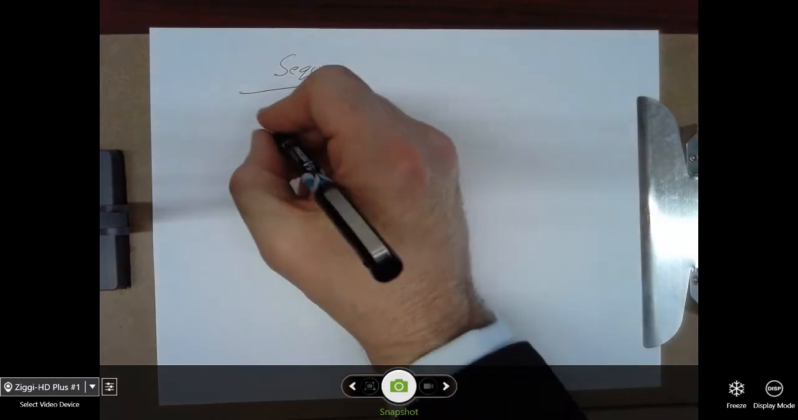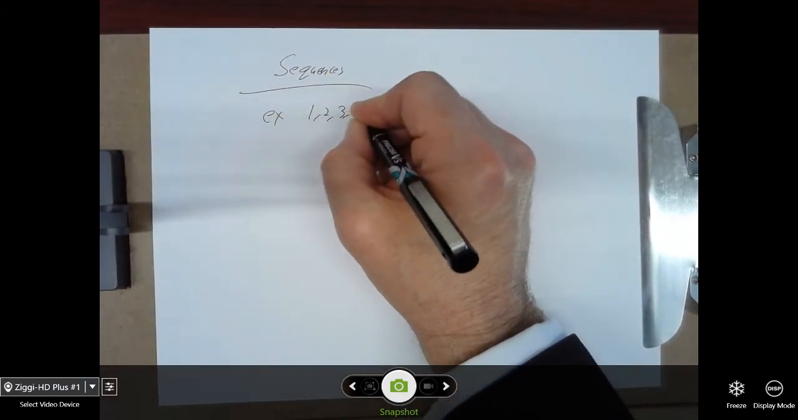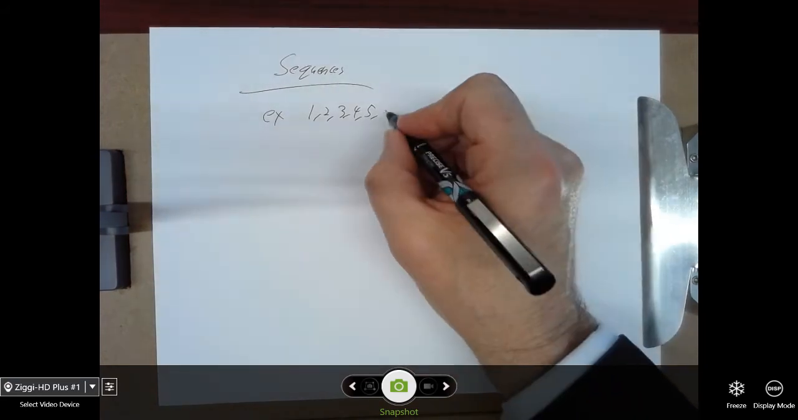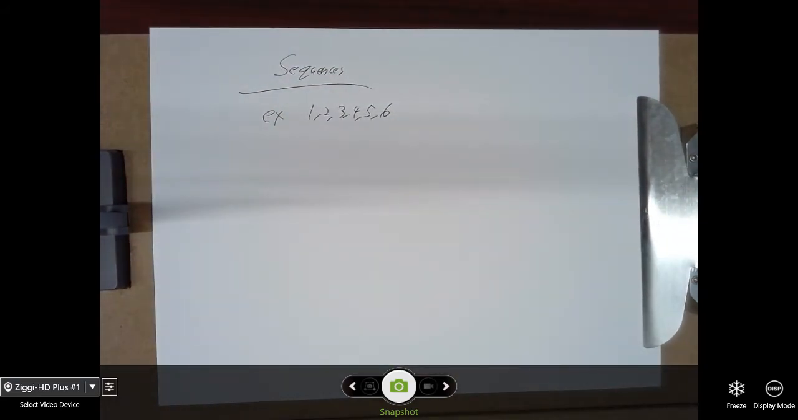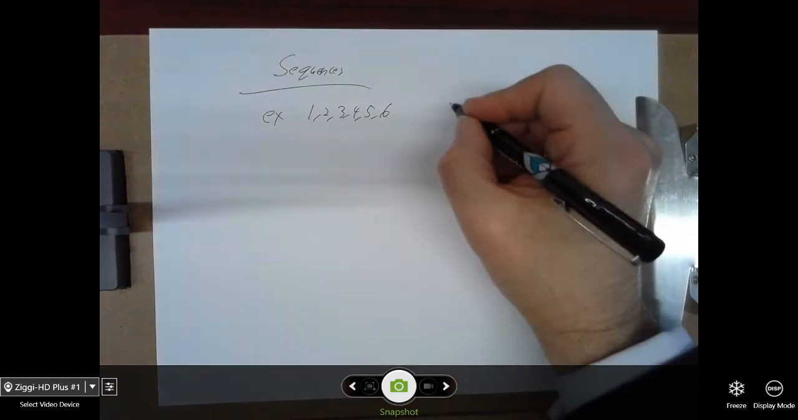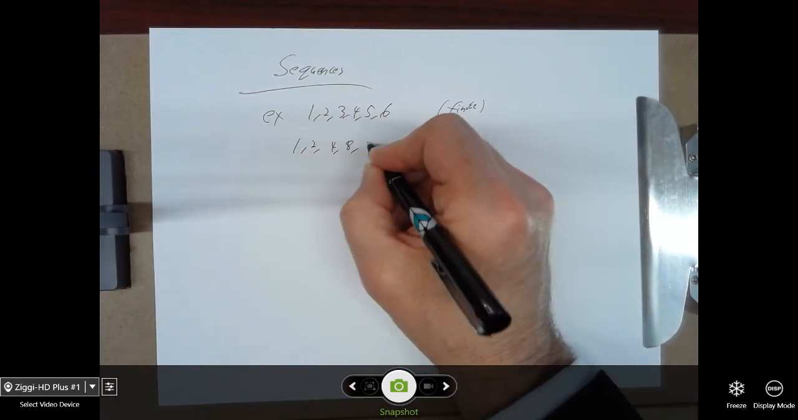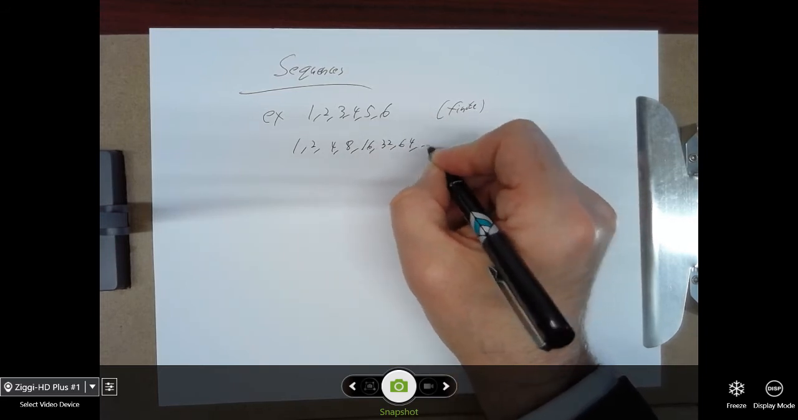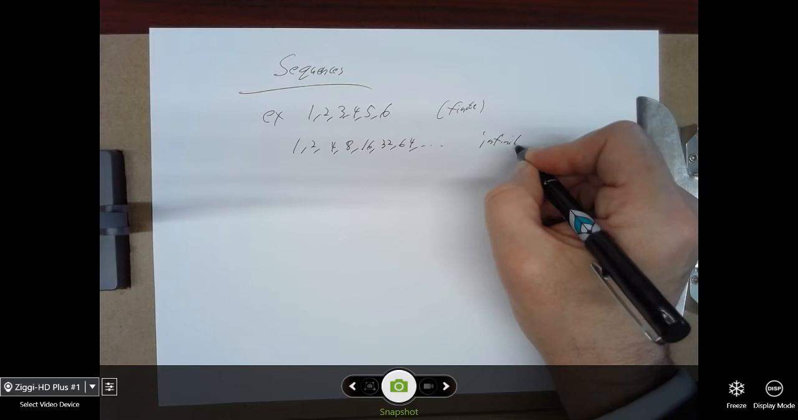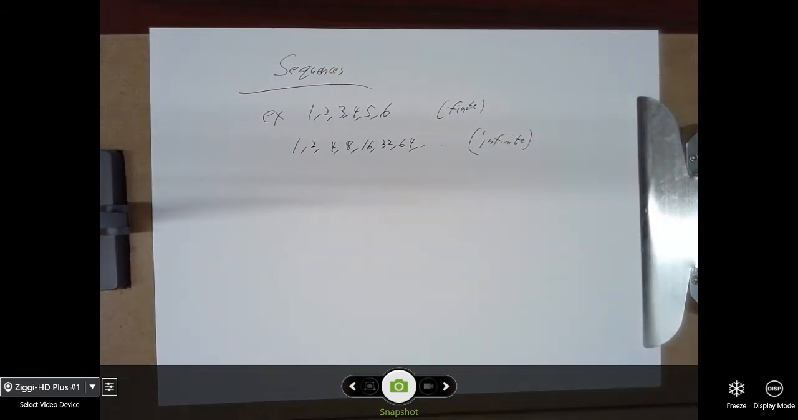So a sequence is something like this. It's a set of values separated by commas. It's not a set. This represents the succession 1 followed by 2, followed by 3, followed by 4, 5, and then 6. It's a sequence of 6 integers. That's a finite sequence. Here's an infinite sequence. 1, 2, 4, 8, 16, 32, 64, 128, and on. This is a sequence of powers of 2, right? It goes on forever.